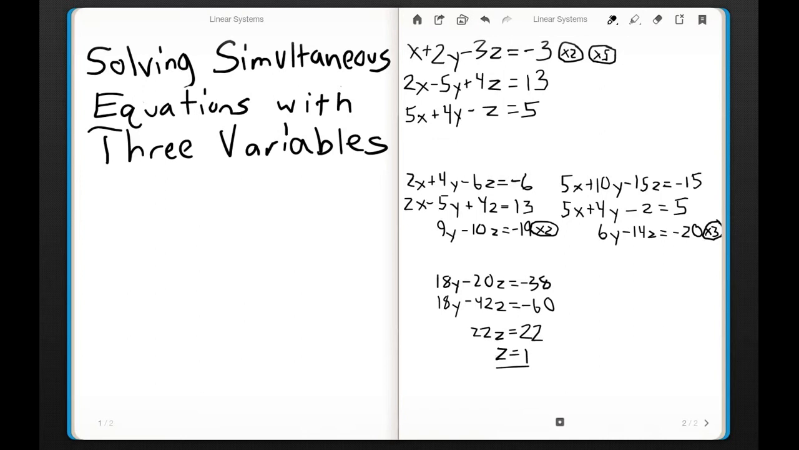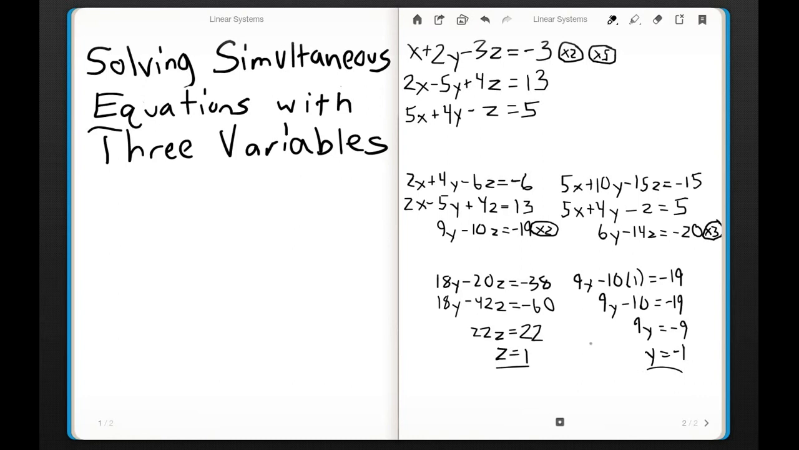Now we can easily find y using any equation with both y and z in it. Let's just pick this one right here. 9y minus 10z equals negative 19. So 9 times y minus 10 times z of 1 equals negative 19. Now we can solve for y and get y equals negative 1.